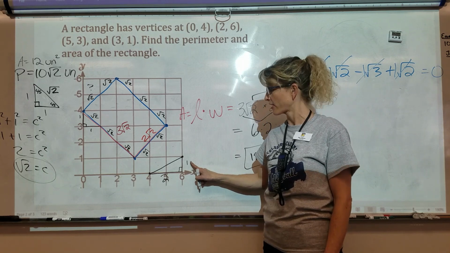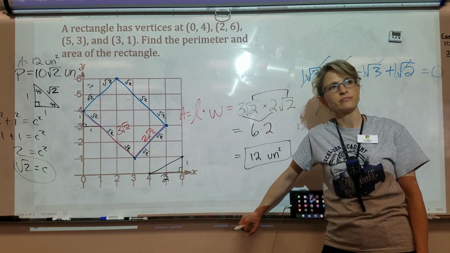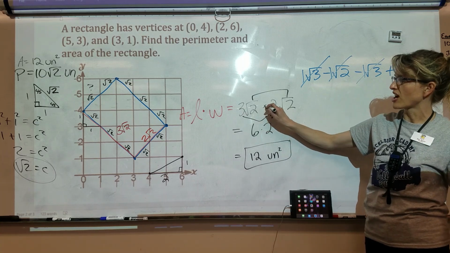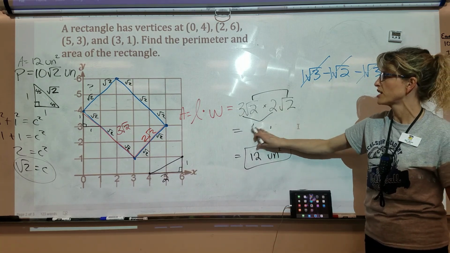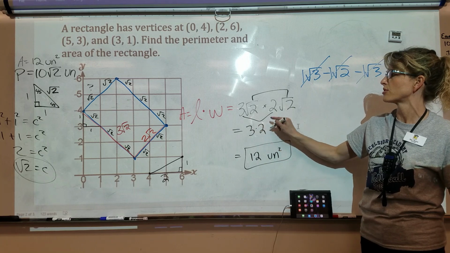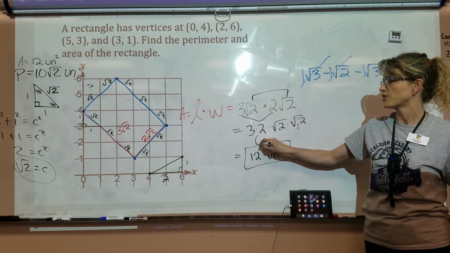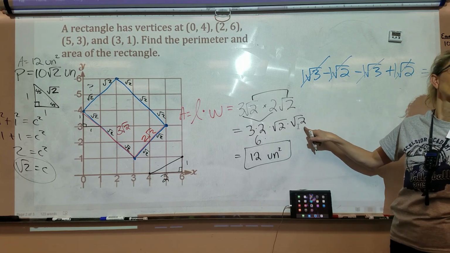No, I just had a question. Okay. I don't understand how you got 12. From right here? Yeah. So we did, it's all timesing. So picture if you rearranged it and went 3 times 2 times root 2 times root 2. This gives you your 6, and then root 2 times root 2 is 2.